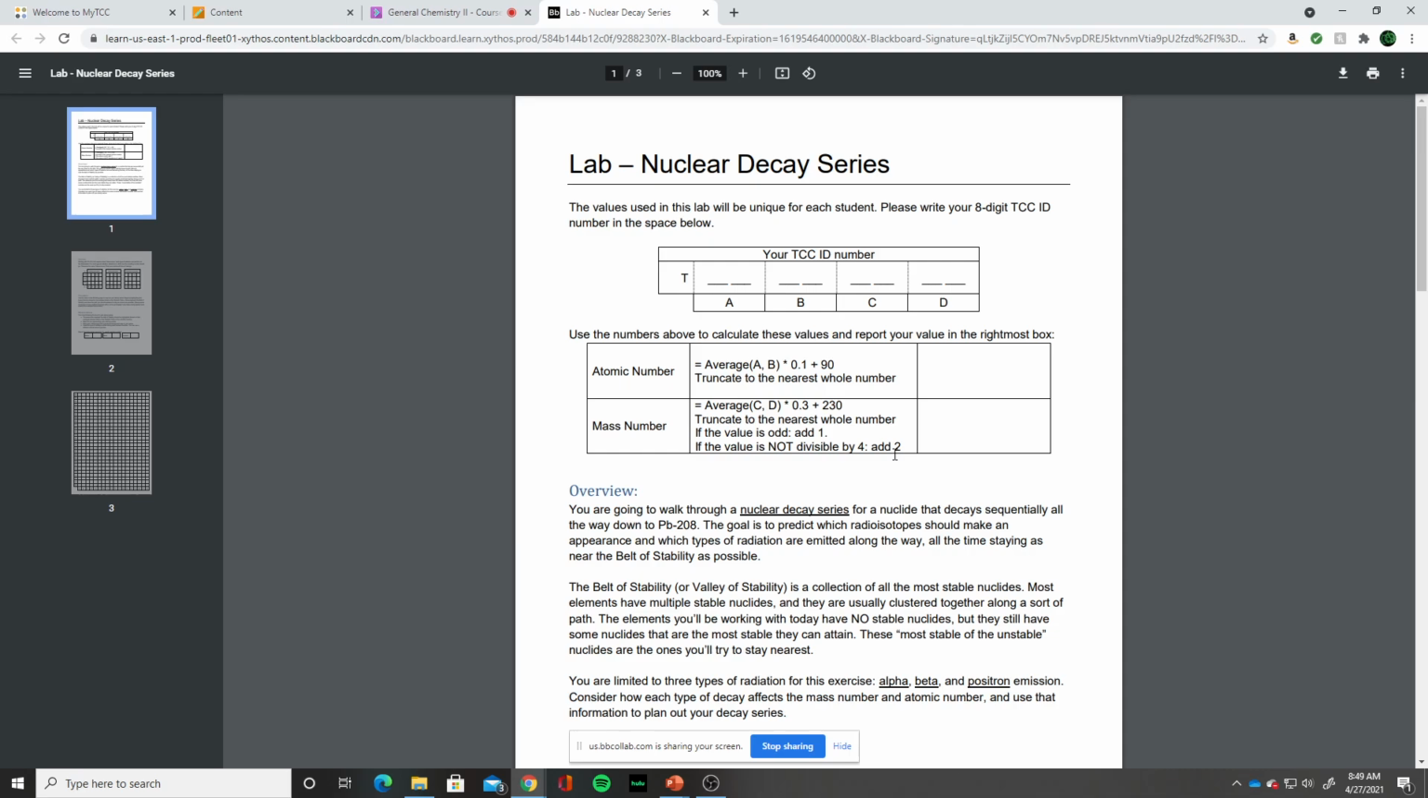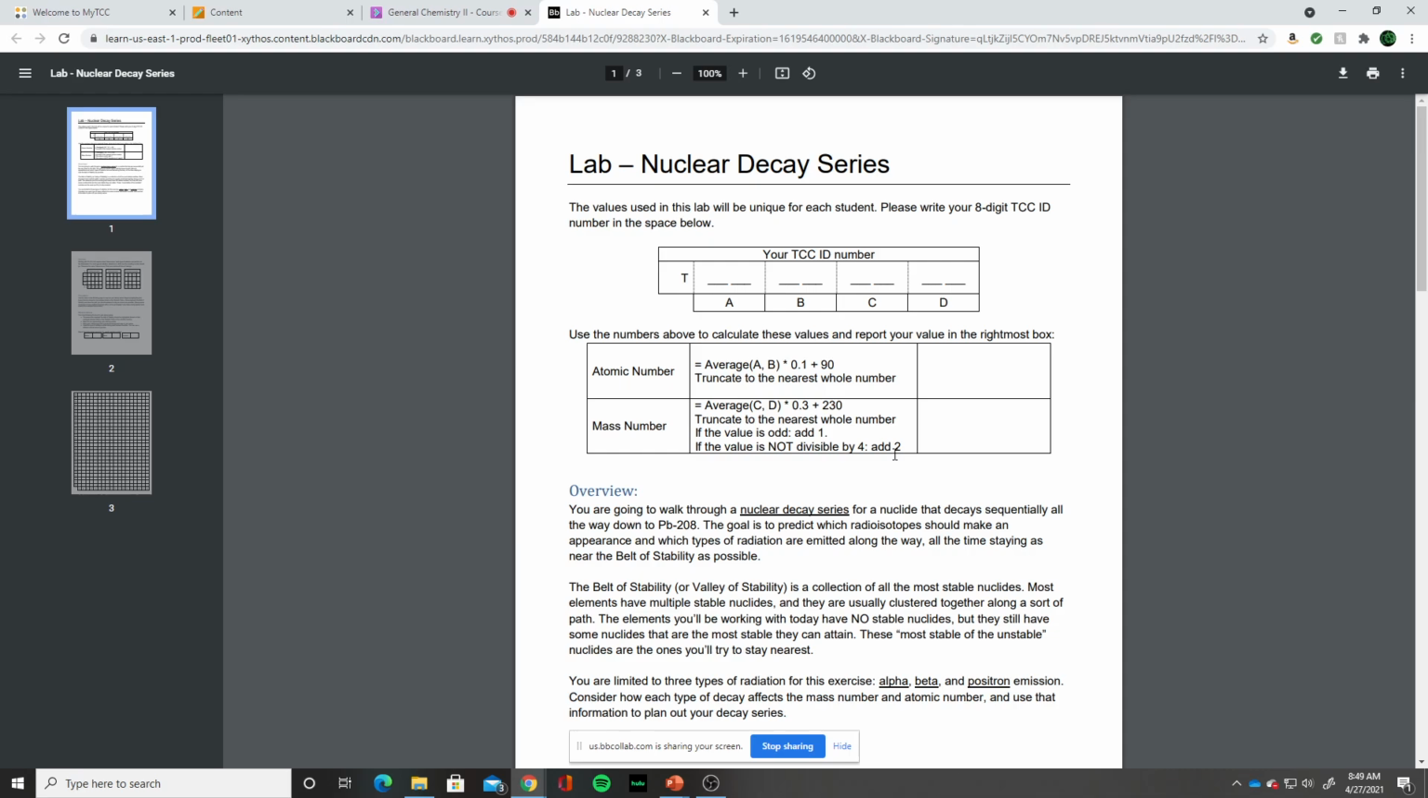And I do say it has to be evenly divisible, which is to say that any number technically is divisible by 4. You can divide any number by 4, but you need a number that when you divide by 4 you get a whole number. So it has to be evenly divisible by 4. So if your number is not, add 2 so that it is.